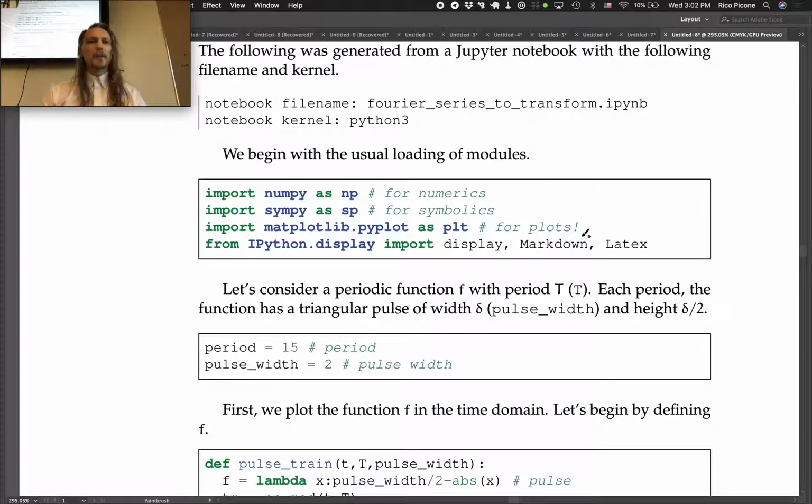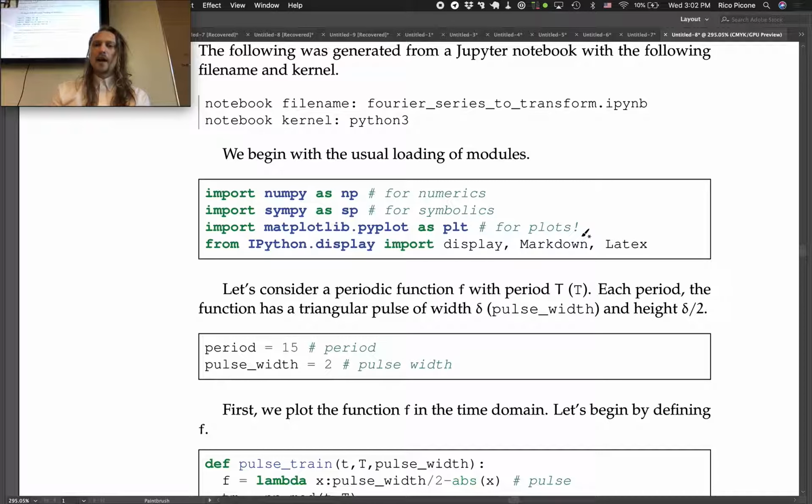So I'm going to do this Fourier transform lecture by showing you guys how to plot the Fourier transform, or a Fourier series that approaches a Fourier transform. So that's kind of where we're going. We're going to go from a Fourier series to a Fourier transform.